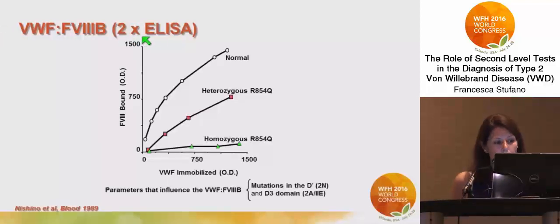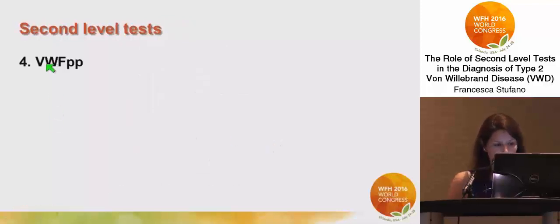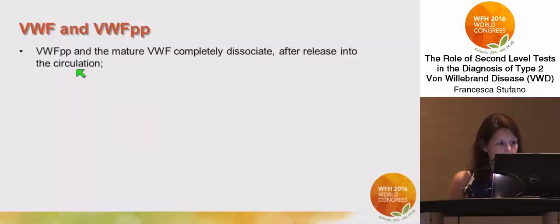This is performed by 2 ELISA tests. At the end of the test, we can perform a graph, and we can discriminate between normal patients, heterozygous patients, and homozygous patients for the typical mutation responsible for the disease. The measurement of von Willebrand factor propeptides is also important.